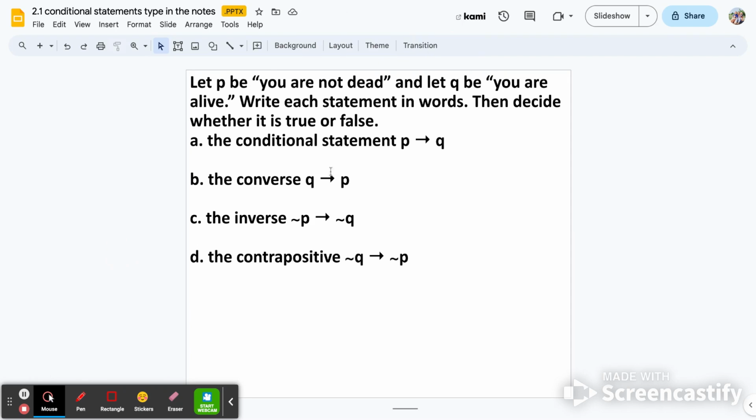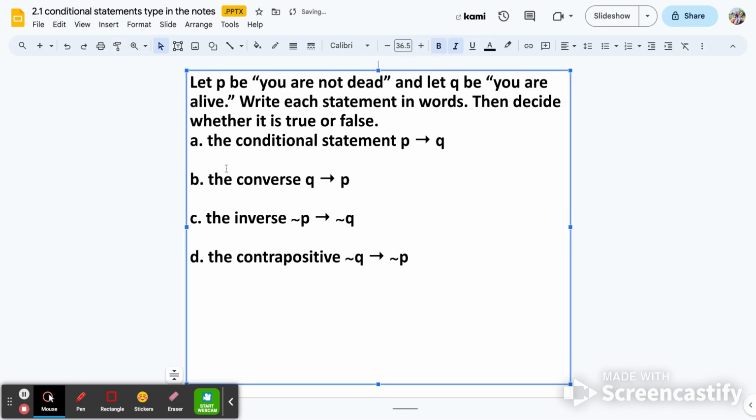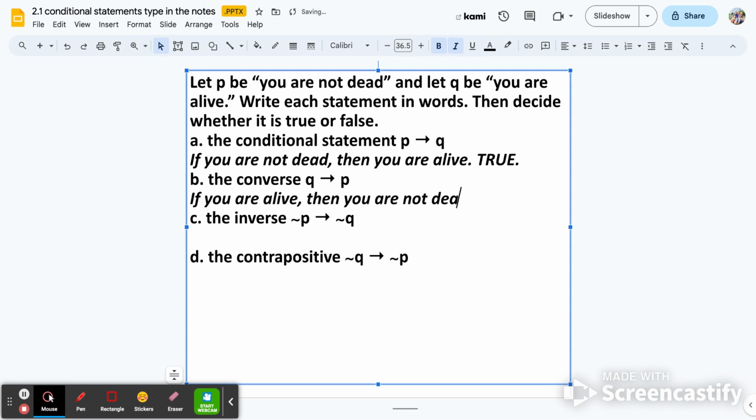This one's very interesting. It says, let P be you are not dead and let Q be you are alive. Write each statement in words, then decide whether it is true or false. So we start off with P to Q means if you are not dead, then you are alive. This is true. The converse of that statement would be, if you are alive, then you are not dead.